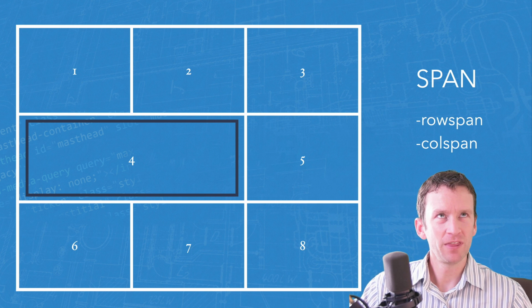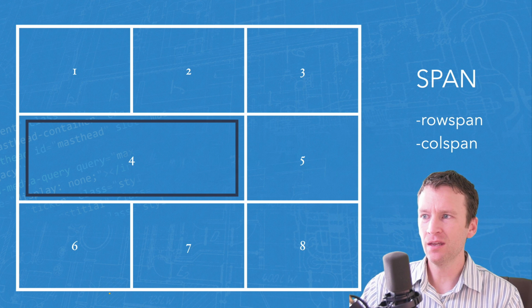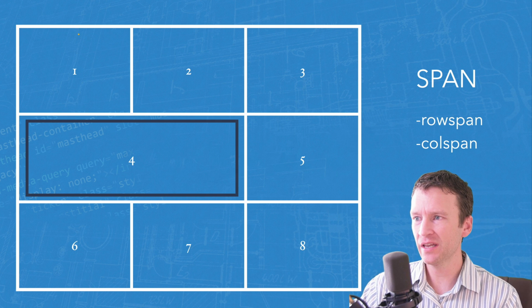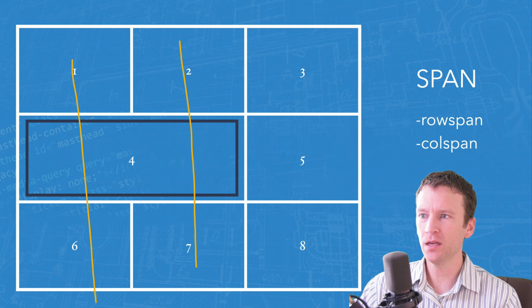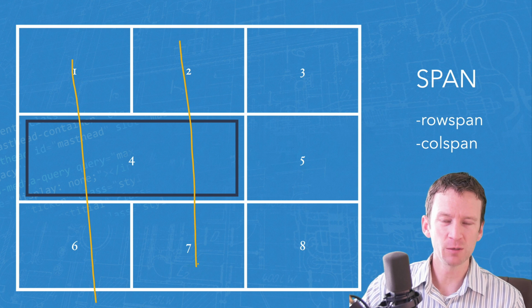So a lot of people will think this is a row span because we're working in a row. But if we look at this, in fact, this individual cell here, so cell 4, is spanning column and column. So it's actually spanning 2 columns, which is why we call it a colspan.